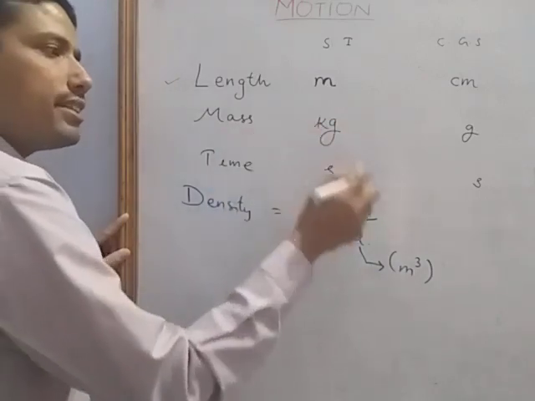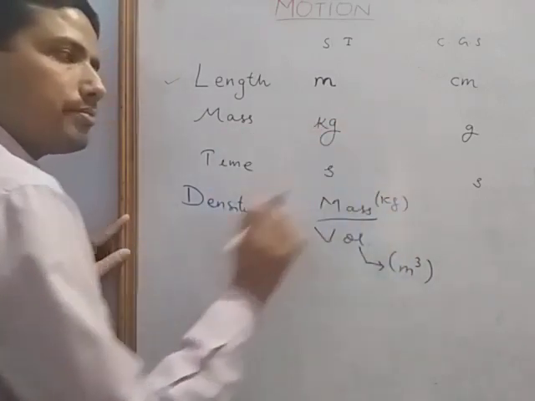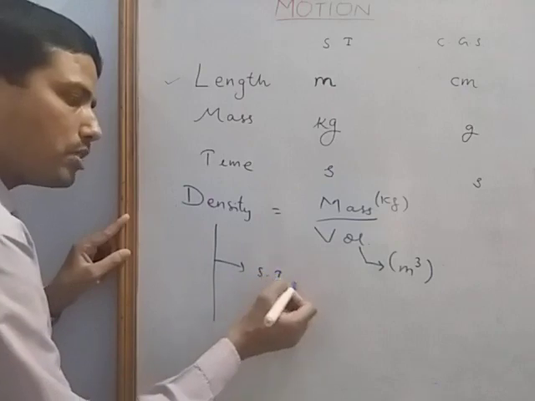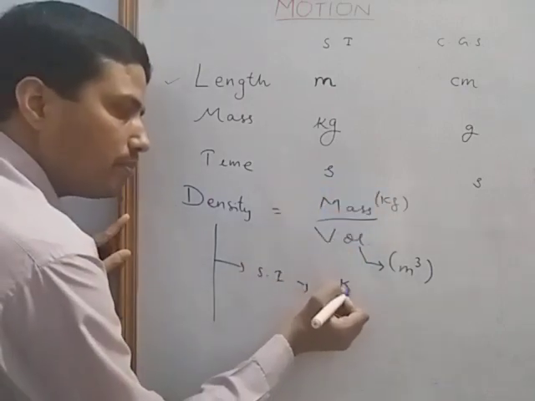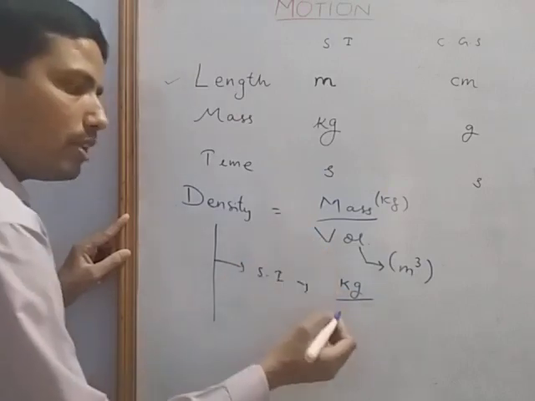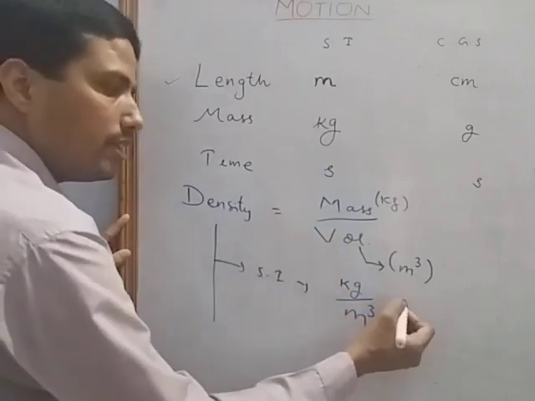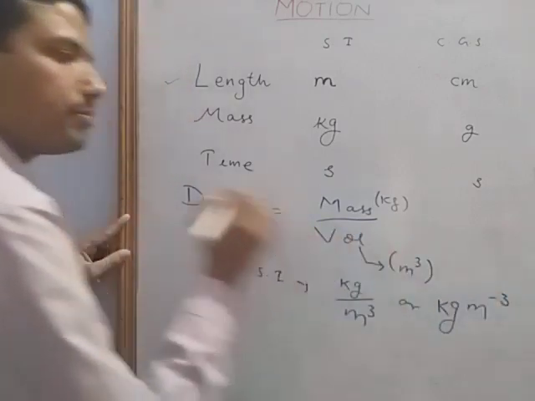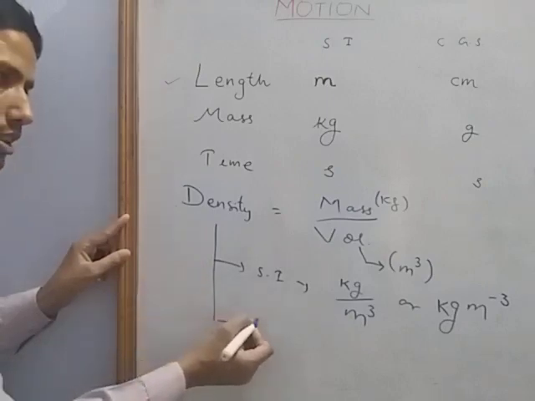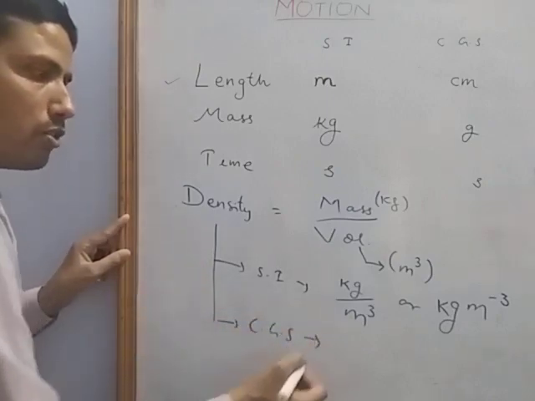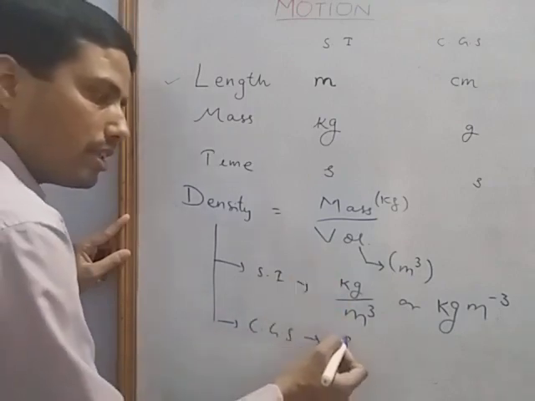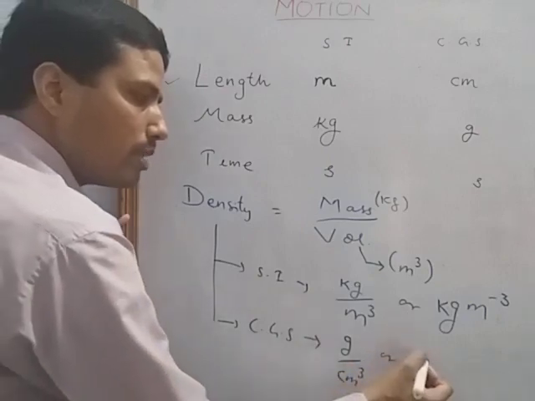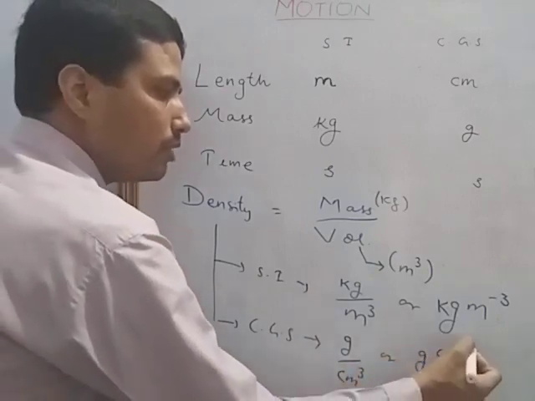And for mass, what should be the SI unit? It should be kilogram. So therefore, the SI unit for density should be how much, students? For mass we will write kilogram, and for volume we will write meters cube. This you can also write like so, kg per meter cube. And likewise, the CGS unit, how will you write, students? The CGS unit will be, instead of kg, we will write gram, and instead of meter, we will write centimeter cube. So this can also be written as gram per centimeter cube.